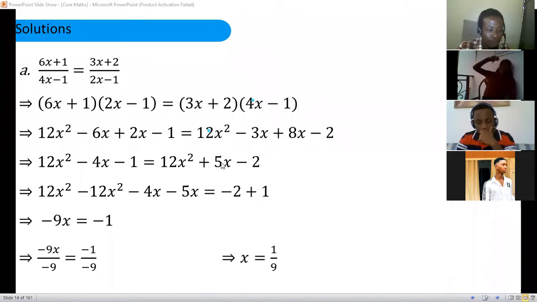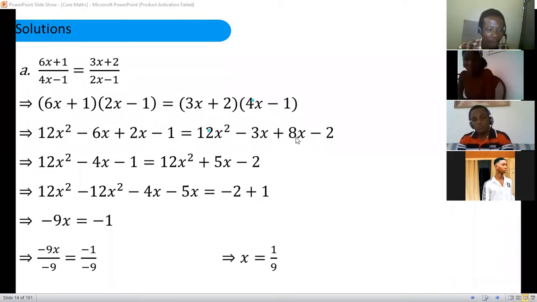Let's move on to the right hand side of the equation. 12x squared at the right hand side is not having any like term at that side of the equation. So it remains 12x squared. Minus 3x plus 8x are like terms. So we add them at this side of the equation. So minus 3x plus 8x will give us 5x. So we have 5x here.